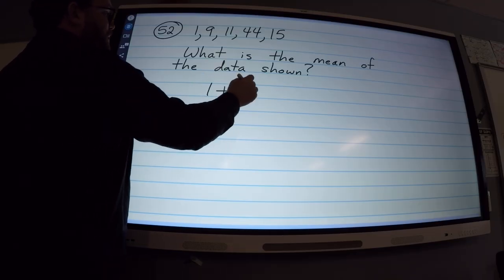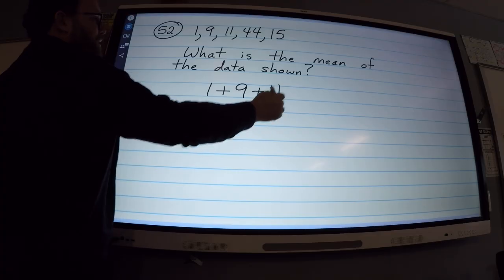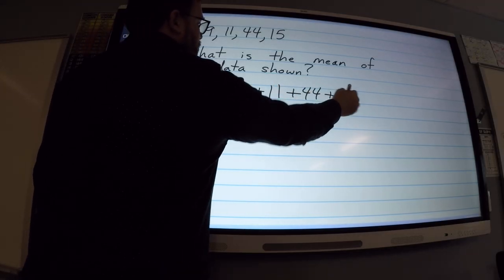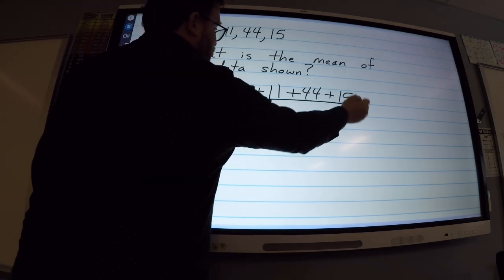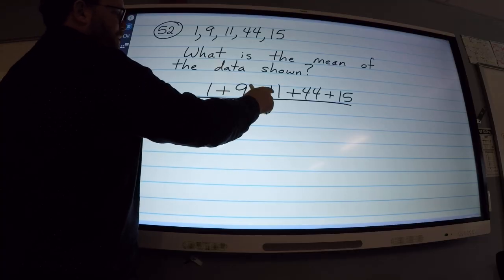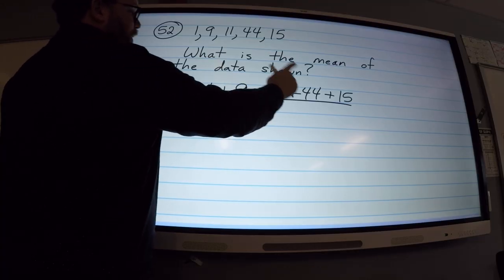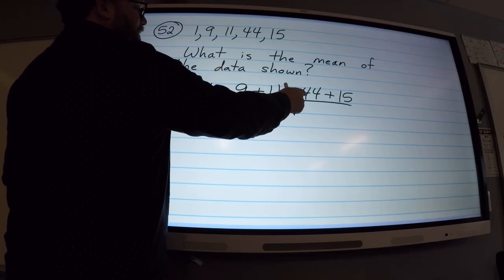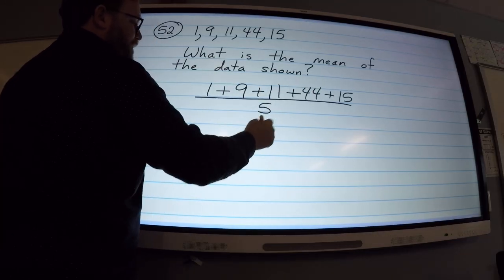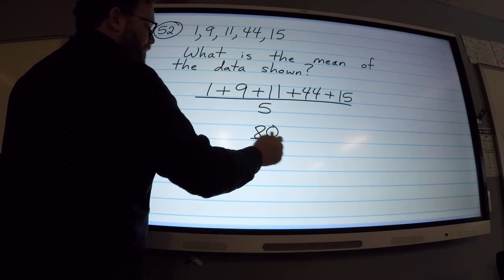So we do 1 plus 9 plus 11 plus 44 plus 15. There's 5 values, so we're going to divide by 5. So let's add those up. 1 plus 9 is 10. 10 plus 11 is 21. 21 plus 44 is 65. And 65 plus 15 is 80. So we have 80 divided by 5.